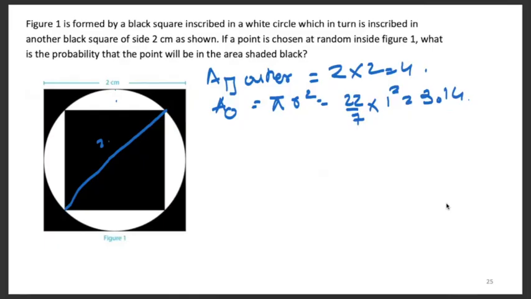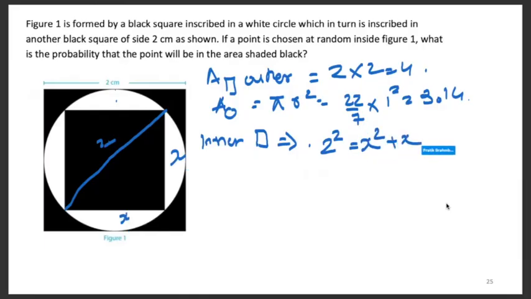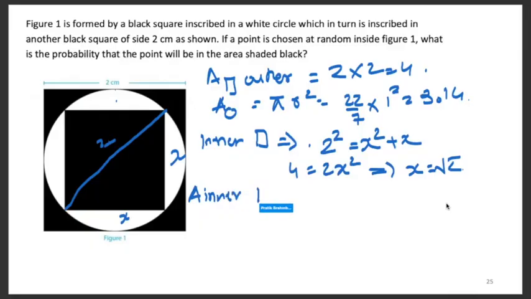Now, in the inner square, which is given here, this is 2. So 2 square is, if I assume the inner square has side x, x square plus x square. So 4 is 2x square. So the value of x will be square root of 2. So the area of the inner square is square root of 2 into square root of 2, which is 2.